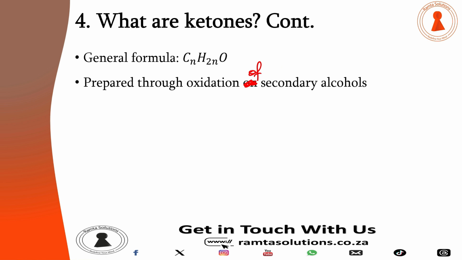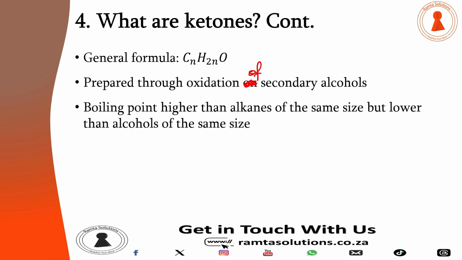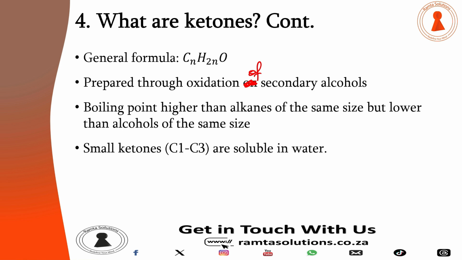Their boiling points, I must say, are higher than alkanes of the same size, which is a fact, but lower than alcohols of the same size, which is a fact as well. Right? And they have the same properties as your aldehydes: they are soluble in water. The small ketones are soluble in water and are also gases at room temperature. Remember, the small ketones, we're referring to those with one carbon to three or four carbons. These are your small ketones.